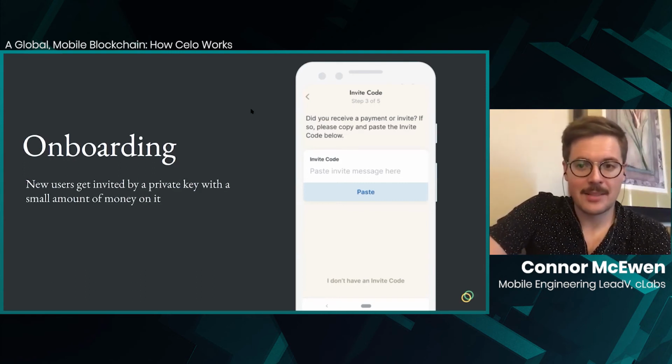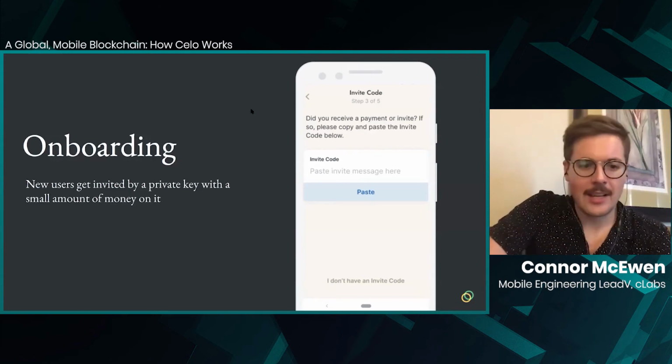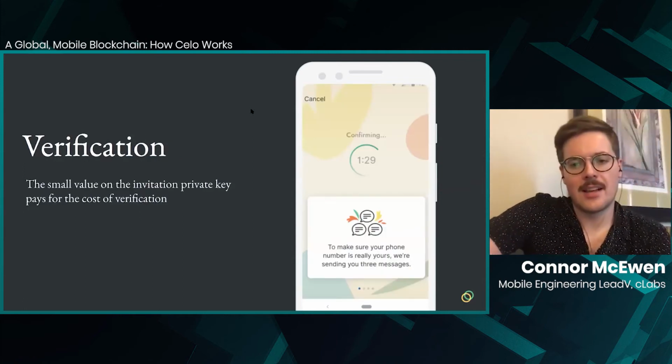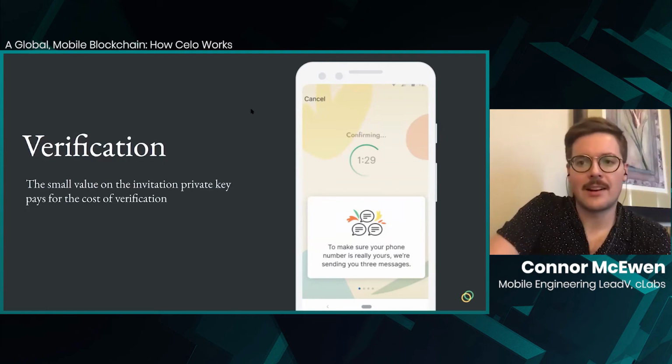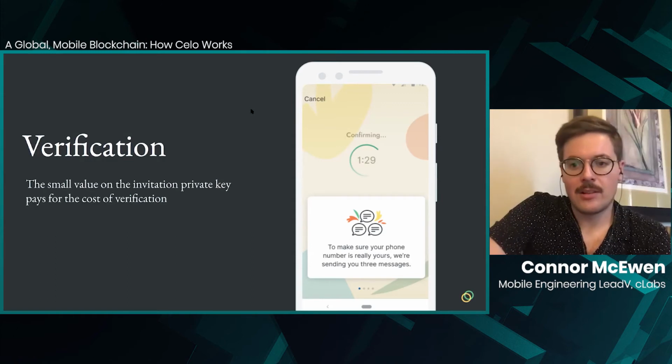So if you're inviting someone to the Celo network, what you'll first do is generate a new private key and transfer a little bit of money on it. This money is enough to verify, and so then you'll text that private key to whichever person you're trying to invite to the network. So that person will take the small amount of money on the invitation private key. They'll generate a new private key in their app, transfer that money, and then use that small amount of money to pay for verification. So then they have a new verified account.